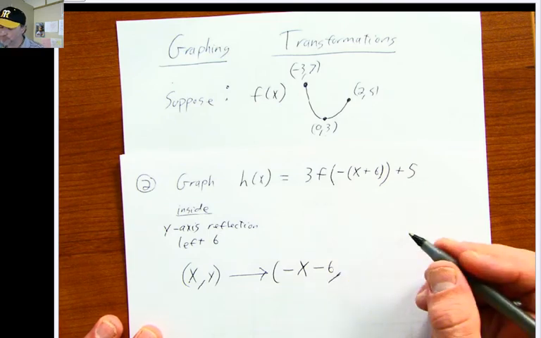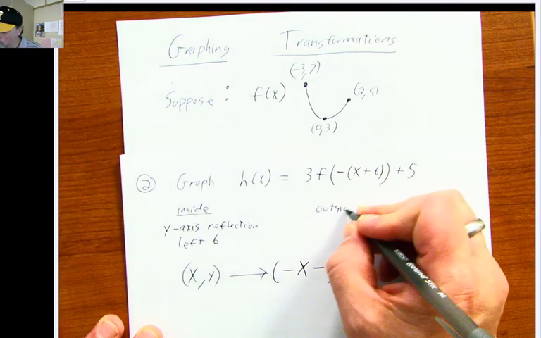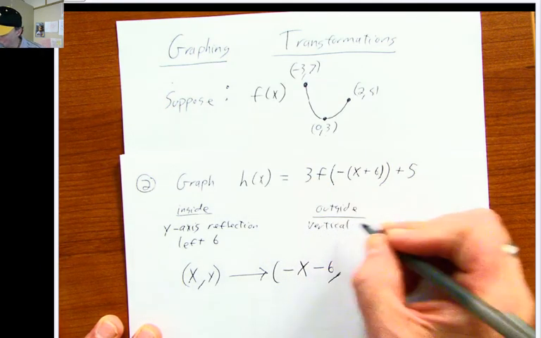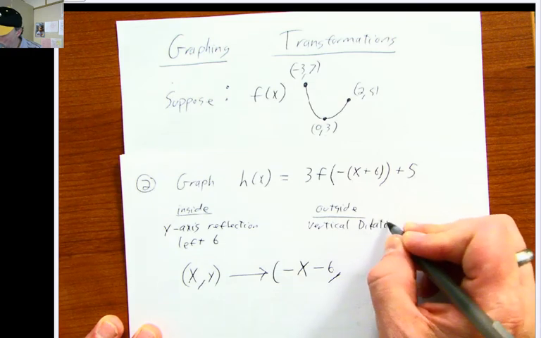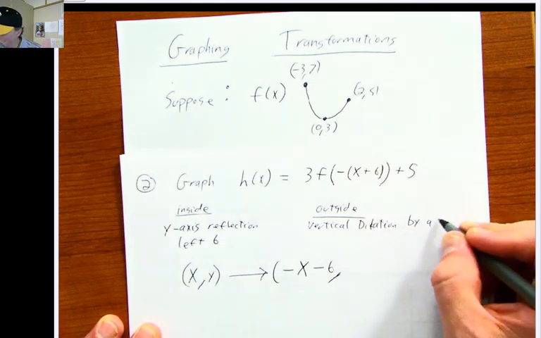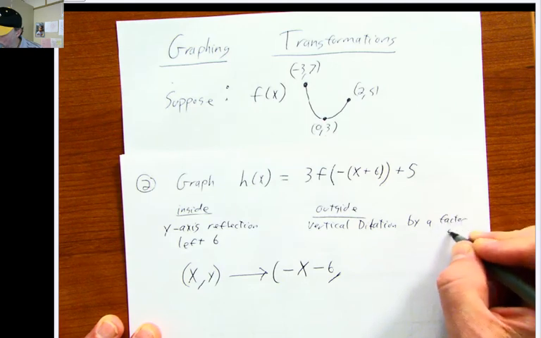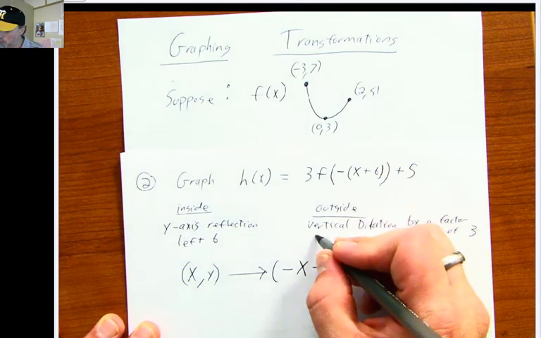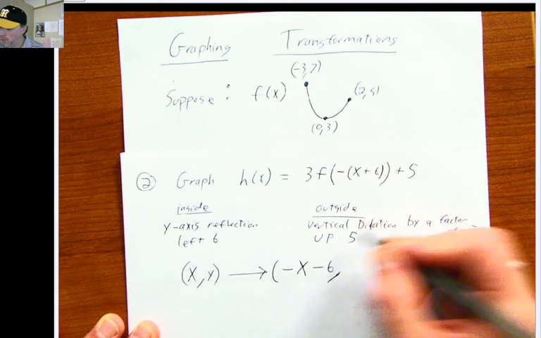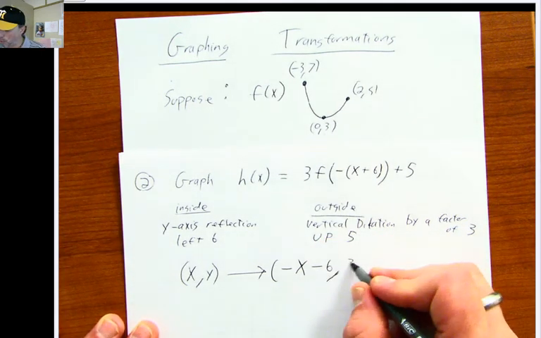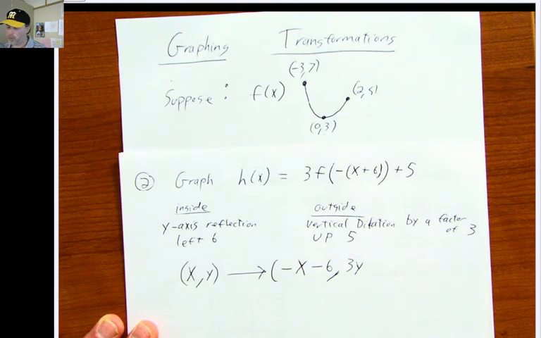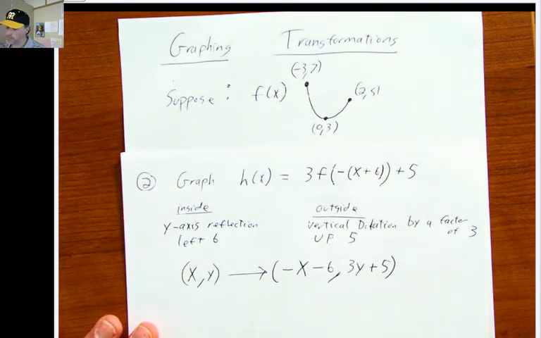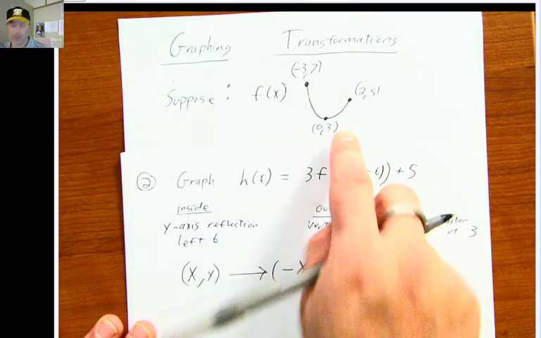Outside the function, I notice that we are multiplying the function by 3, so that's a vertical dilation by a factor of 3. And then this plus 5 on the outside shows that it's going up 5. So a vertical dilation by a factor of 3 means that you're going to multiply the y-coordinate by 3, and then if you're going up 5, it would be a plus 5. Okay, now you do that exact same thing with all 3 coordinates.